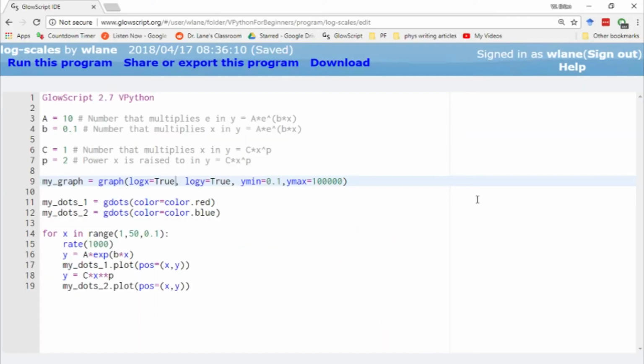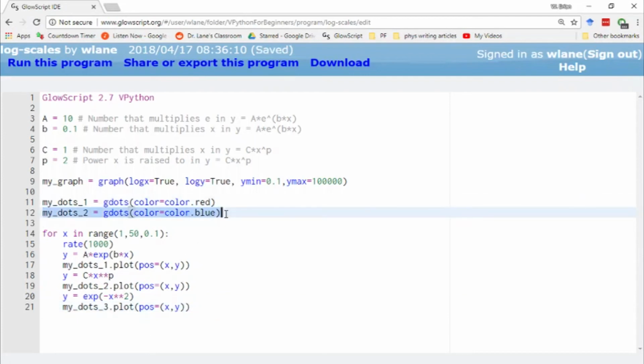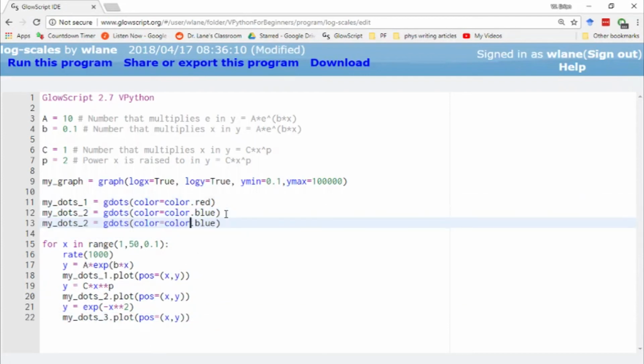Another useful trick for a log scale is looking at features that occur at very small orders of magnitude. So for example, suppose I also wanted to look at the function e to the negative x squared. This is a pretty popular function. This is the Gaussian distribution. Let's make a third set of my dots here, dots 3. And that means I just need to add one here. So this is a neat function. Let me show you why in just a second.